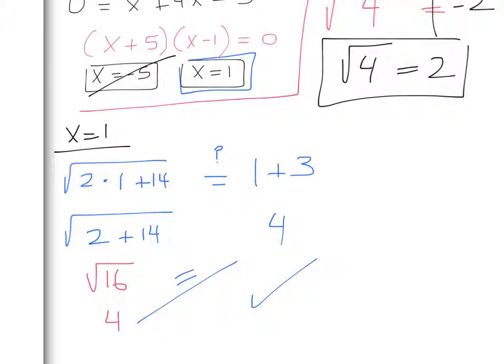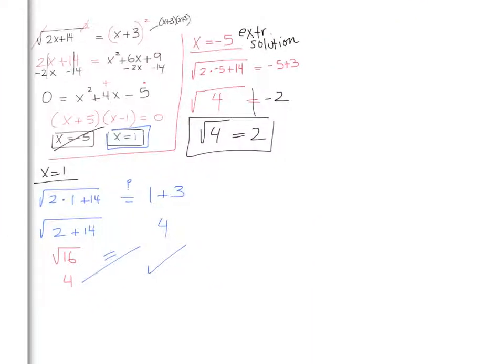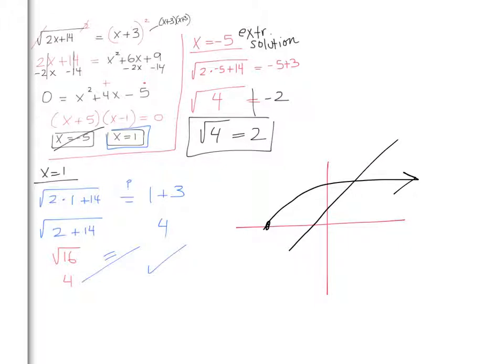Now, to better understand this, you can go to your calculator and try to graph it, or you can just think of it this way. The square root of 2x plus 14 is probably going to have an endpoint of negative 7, 0. So it's going to be somewhere over here. It's going to be a shooting star. Now, the x plus 3 is going to be a line, okay? Let's say that this is the line. And it's going to touch my radical in only one point. So as you can see, I should only have one solution.